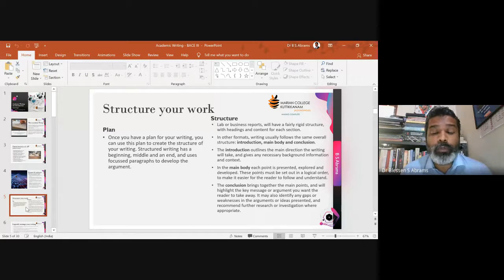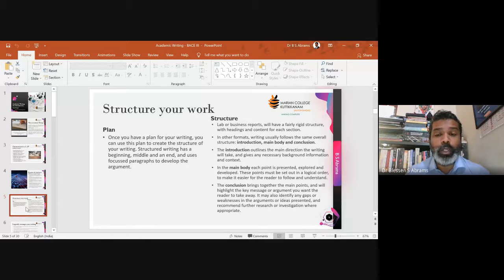The introduction is one paragraph. The main body is not just one paragraph; if you feel it's useful, you can add 2 or 3 paragraphs, and a conclusion with your opinion and a rephrasal of the question as well. That is important. The introduction outlines the main direction the writing will take and gives any necessary background information and context. The context, in the sense, the paraphrasal or the rephrasal of the question. That itself is the introduction. Two or 3 sentences, or maximum 4 to 5 sentences, will constitute the introductory paragraph for any essay, for all subjects, irrespective of the discipline.